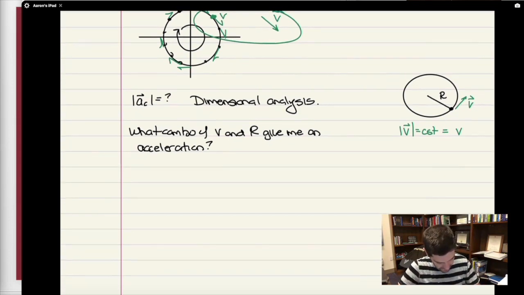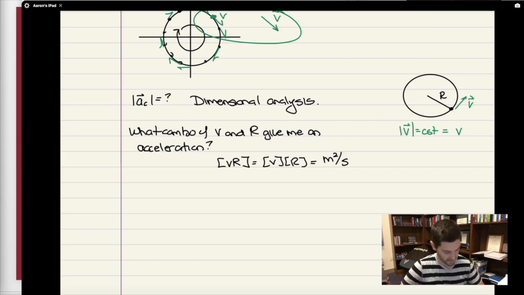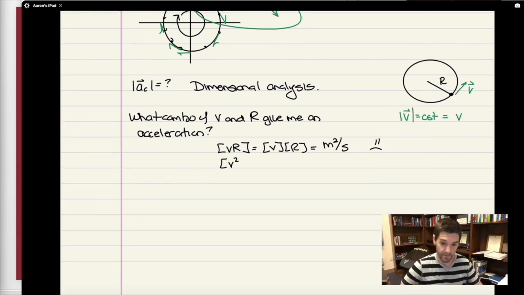You could say, is it v times r? Well, the unit of that is the unit of v times the unit of r, which is meters per second times meters. So that would be meters squared per second, which is not acceleration. You think, okay, what if it's just v squared? Maybe r doesn't matter. Well, that's meters squared per second squared, which is not an acceleration, but it's kind of close because acceleration is meters per second squared. So if I got rid of one of those meters, I'd be gold.